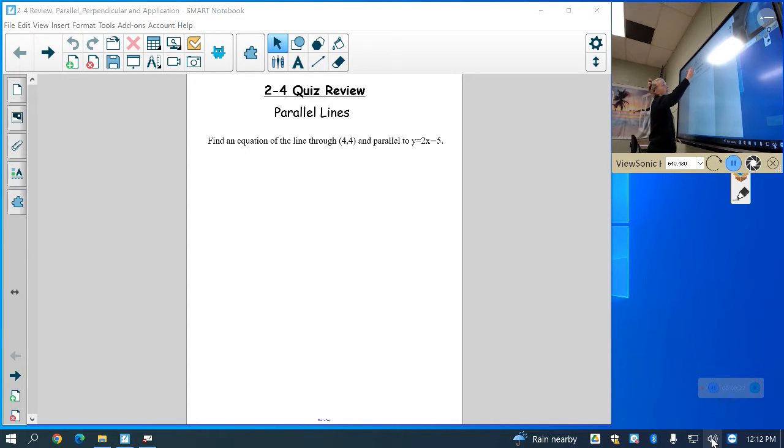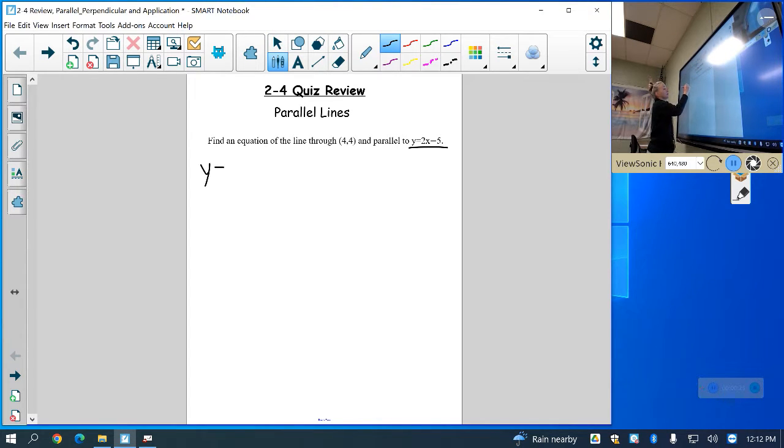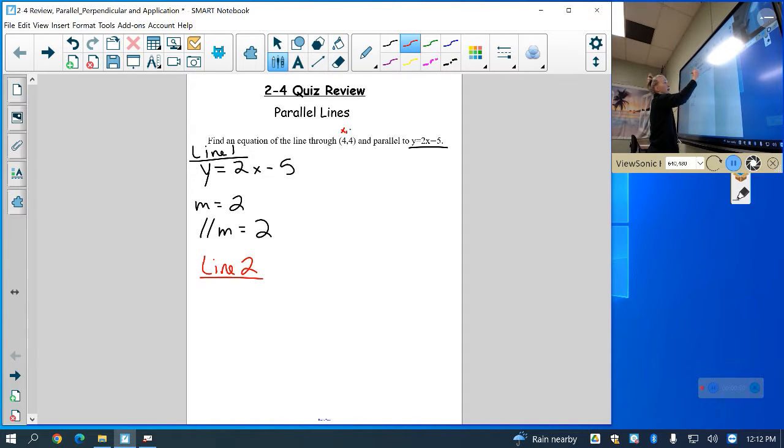So remember, we're going to take line 1, which is this one, y equals 2x minus 5, and we're going to solve for y, which this one's already solved for y, so all I need to find is the slope. My slope of this line is 2, so the parallel slope is also going to be 2. Remember, lines that are parallel have the same slope. So line 2, we're going to use our parallel slope, which is 2, and then we're going to use our point for x1 and y1.